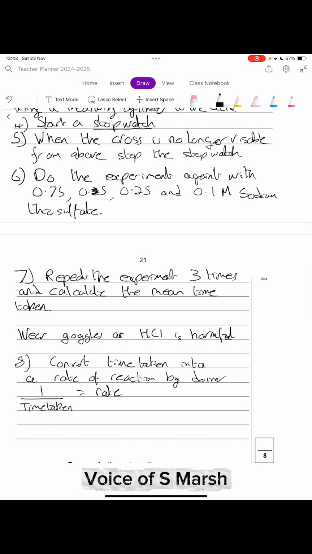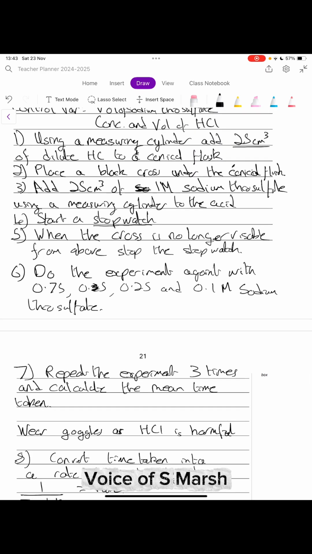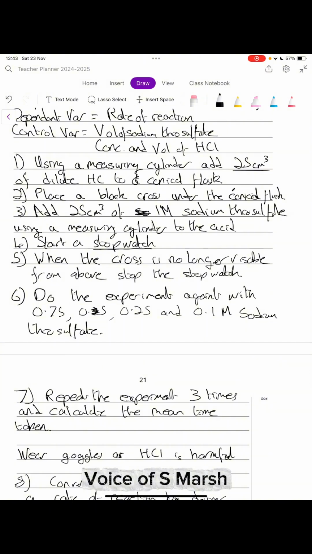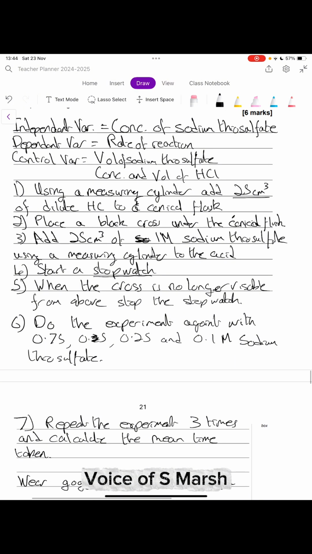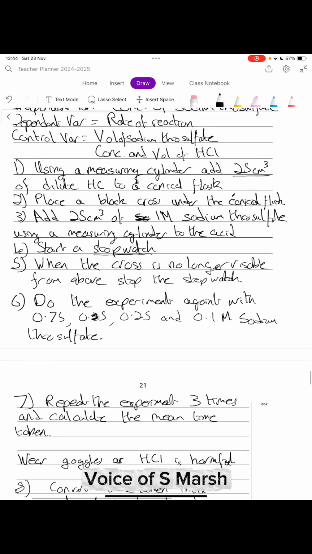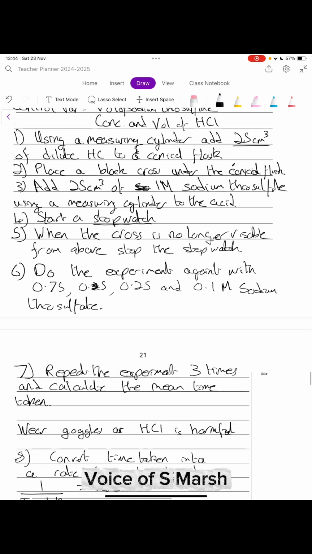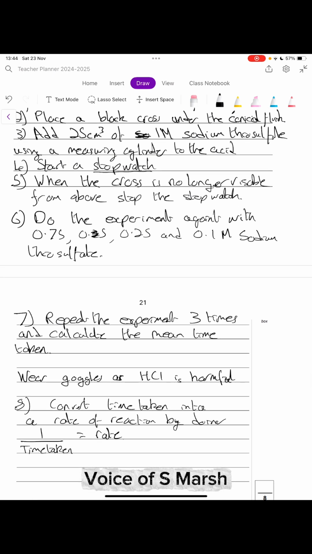But the important things here, to go back, is using the black cross, using a fixed concentration of hydrochloric acid and volume, using a fixed volume of sodium thiosulphate but changing the concentration, using a measuring cylinder to measure the volumes, using the stopwatch to measure the time, and doing the experiment with 5 different concentrations. And finally, repeating the experiment and calculating the mean time taken. So those are all really essential points to get to the 6-mark threshold.